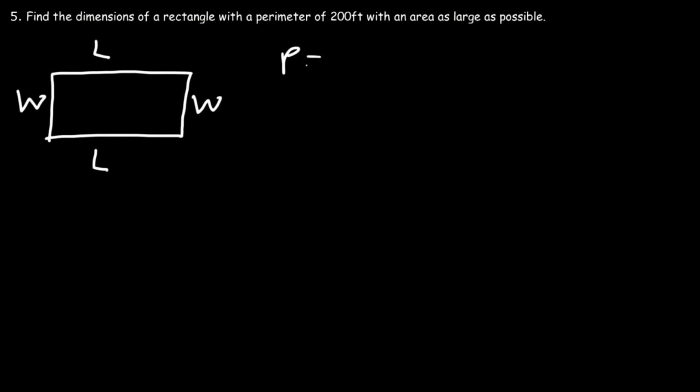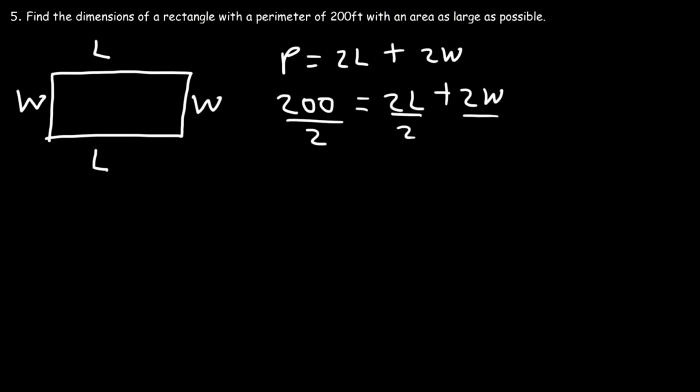Find the dimensions of a rectangle with a perimeter of 200 feet with an area as large as possible. So let's draw a rectangle. Now let's say this is the length and this is the width. The perimeter of a rectangle is 2L plus 2W. And we have the perimeter, so the perimeter is 200. Now to simplify this equation, I'm going to divide everything by 2. So this is going to be my constraint: 100 is equal to L plus W.